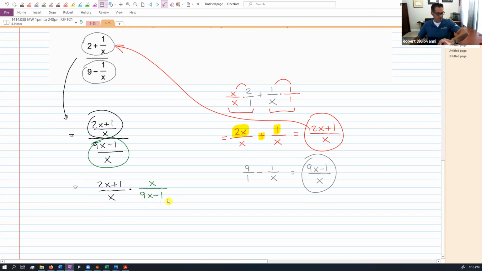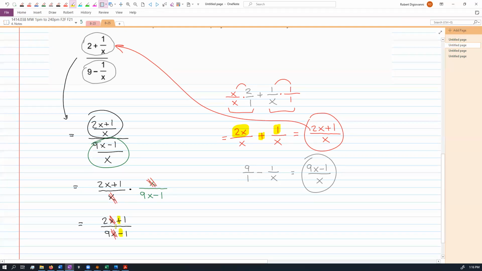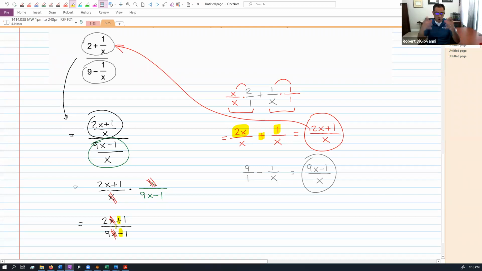And now hopefully you can see the x's cancel out, right? These x's go away. And so we're left with just the 2x plus 1 over the 9x minus 1. One common mistake I see is that people will try right now at this point to cancel these x's. And you can't do that. The reason you can't is because first you have addition and subtraction right here, which means you would have to figure out what all that stuff on the top is first before you do the division.